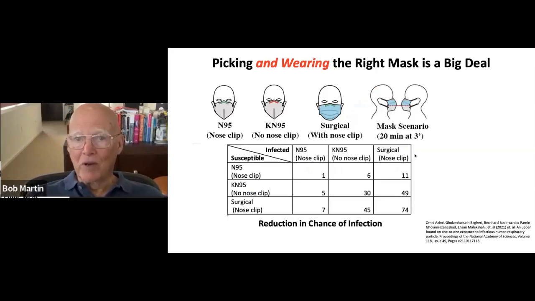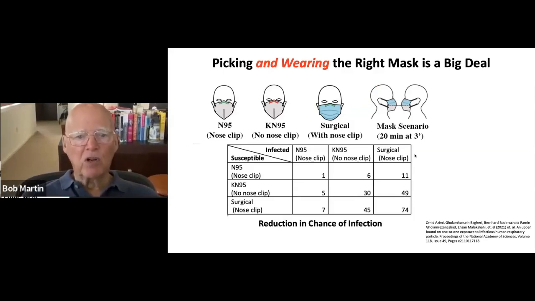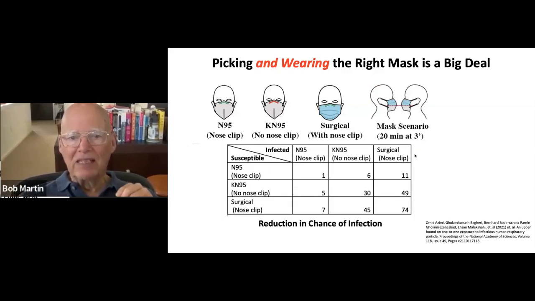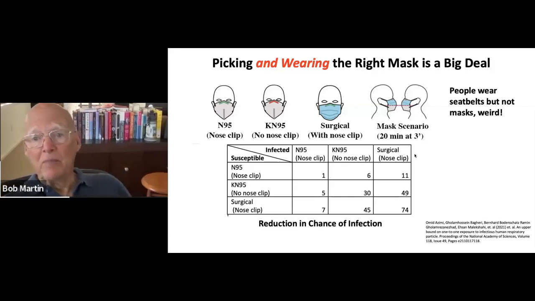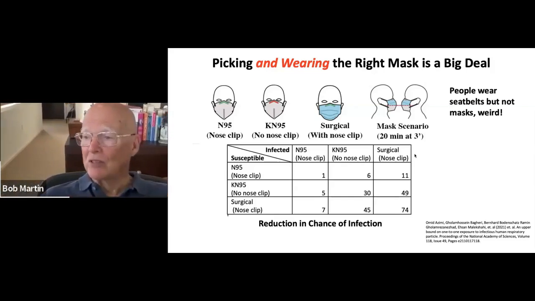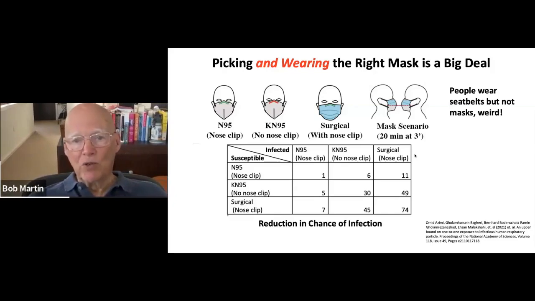Picking and wearing the right mask is a big deal. You see in the upper left-hand corner, if you have an N95 with a nose clip, call that a protection of 1. If you use a surgical mask with a nose clip, it's 74 times less effective. Surgical masks are basically useless now, even with a nose clip. Bizarrely, people wear seatbelts, but not masks. Yeah, when we go in stores now, we essentially are the only people wearing a mask.